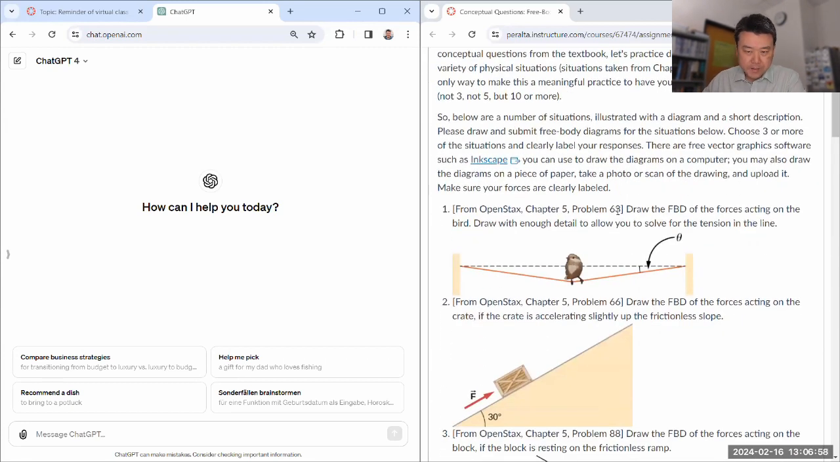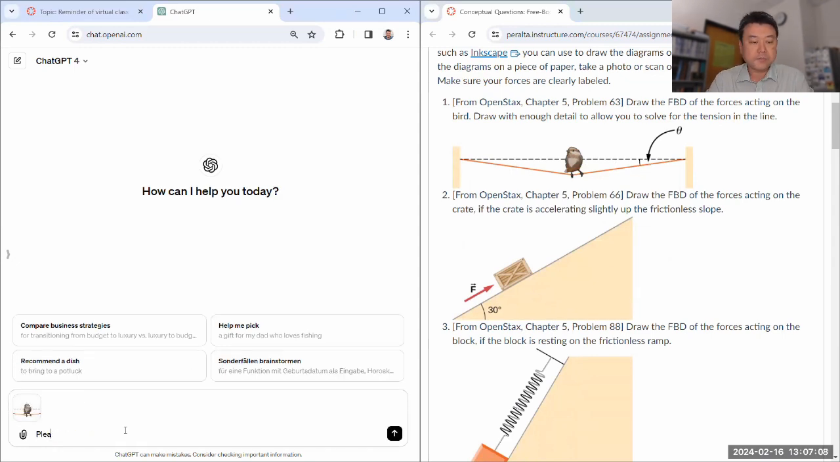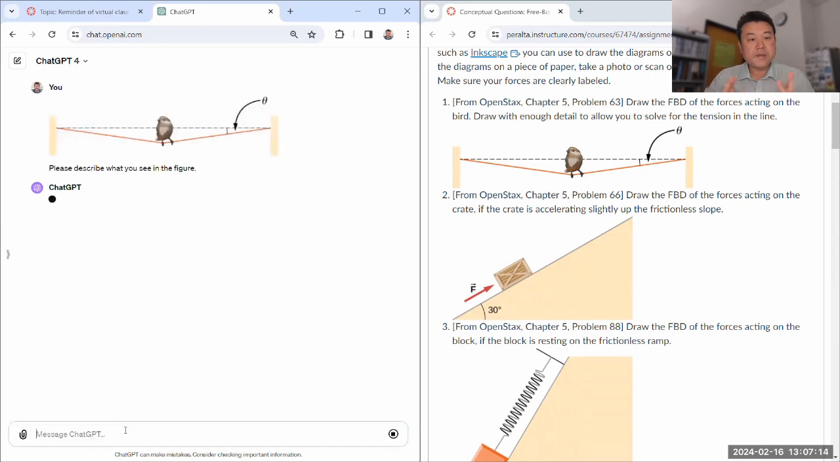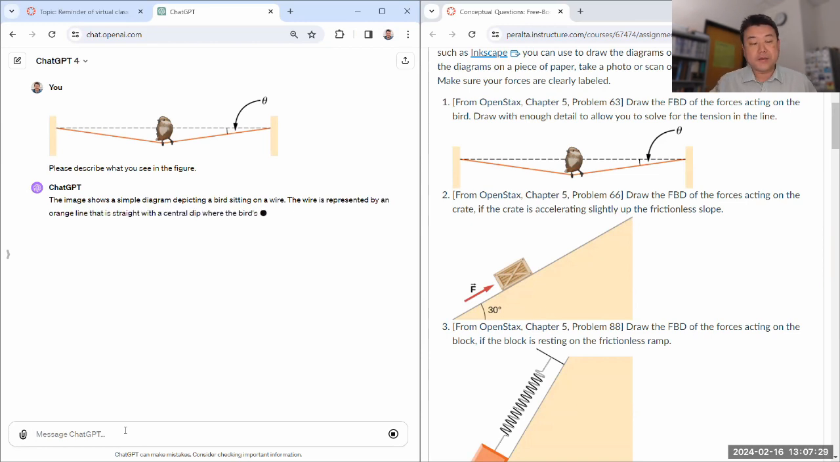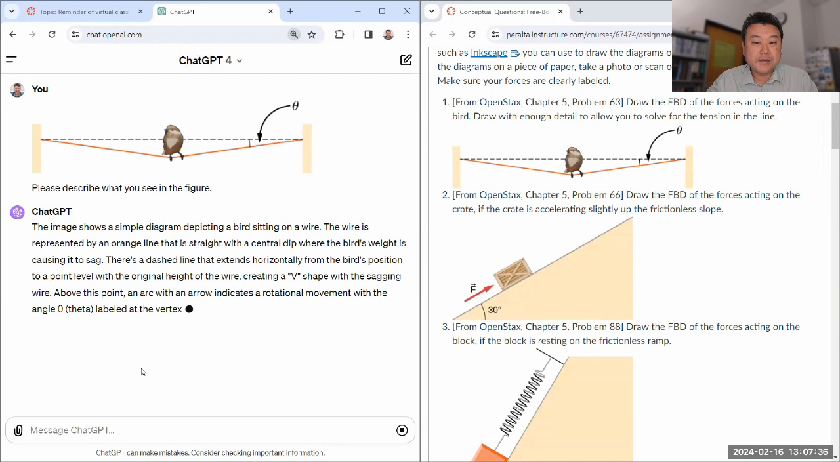For this, I'm going to be a little bit careful about how I'm asking the question. I'm going to copy and paste the image and ask it to please describe what you see in the figure. Then after it's described it, I'm going to ask for a free body diagram. I do suspect it won't draw correct free body diagrams, because DALL-E has never been able to draw free body diagrams the way we teach. But it can probably describe the image correctly.